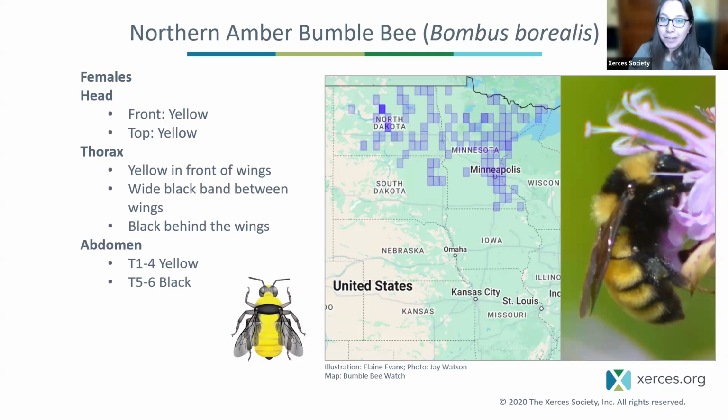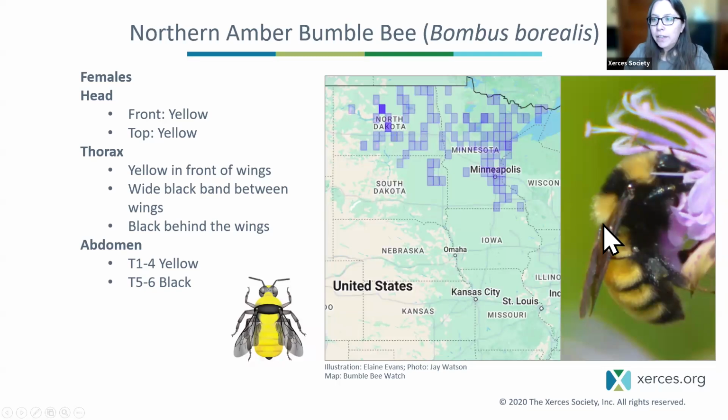Yellow bumblebee tends to be a little yellower. This one is a little bit more ambery, brownish yellow in contrast. But it is a very yellowish toned bee. It has lots of yellow on the abdomen, so T1 through 4 is going to be that yellow or amber color. T5 through 6 is going to be black on the females.